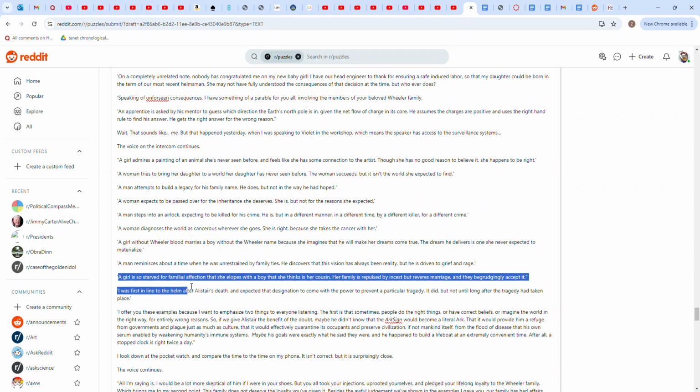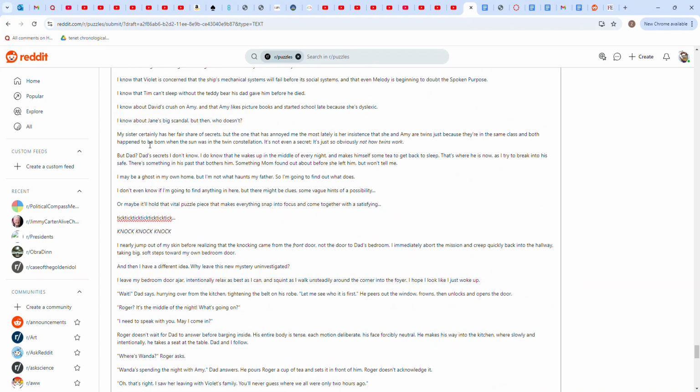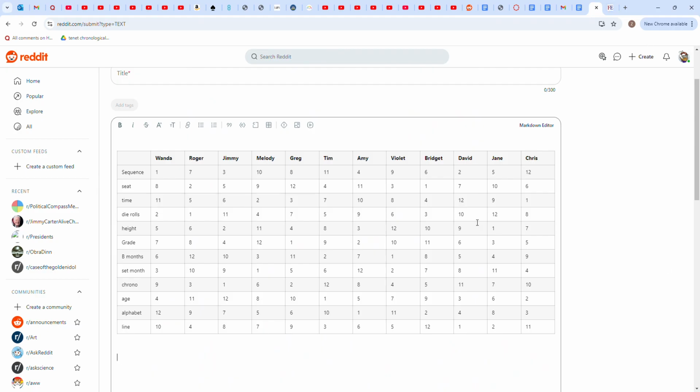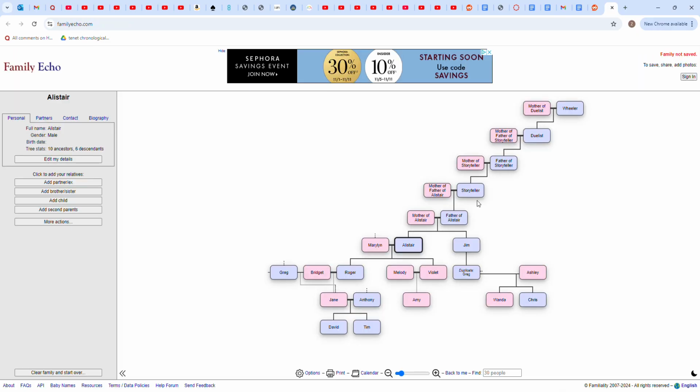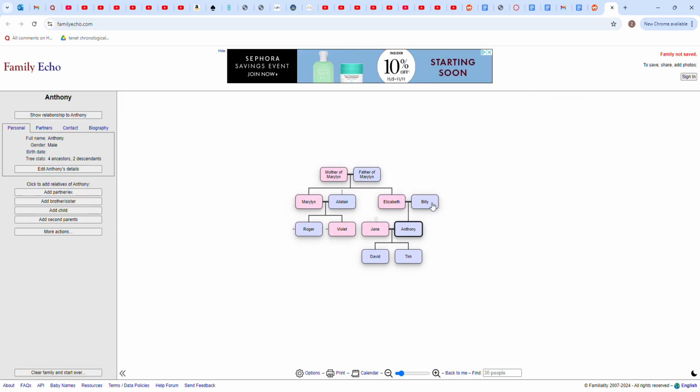"A girl is so starved for familial affection that she elopes with a boy that she thinks is her cousin." That's Jane with Anthony. Also, in scene 12, "I know about Jane's big scandal, but then who doesn't?" And the conclusion here is that if we return to our family tree, Anthony is the child of Elizabeth and Billy.